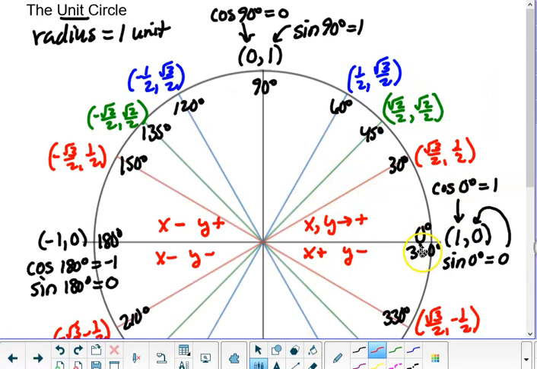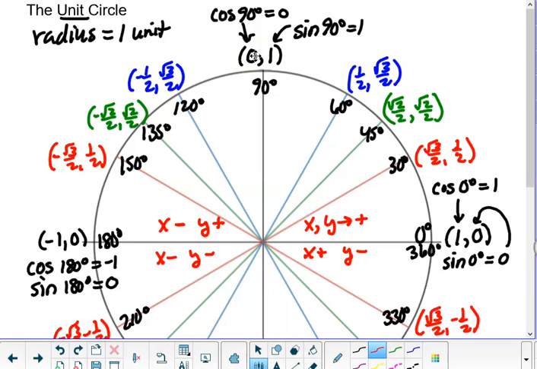Okay, so the next thing we're going to do is look at this pattern, and we're going to do something with the graphs. So let's re-examine the pattern here. What's going on? Let's start with cosine. Cosine starts at 1 and goes down. Square root of 3 over 2, square root of 2 over 2, 1/2, 0.